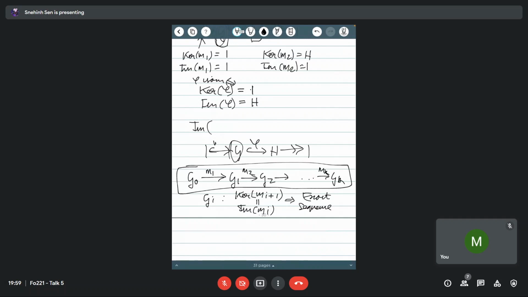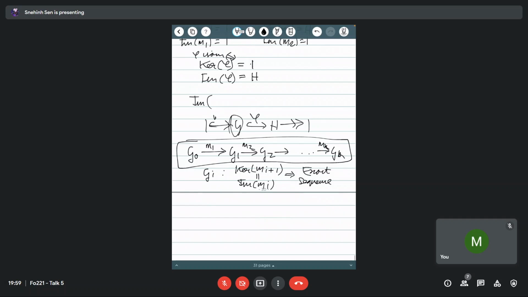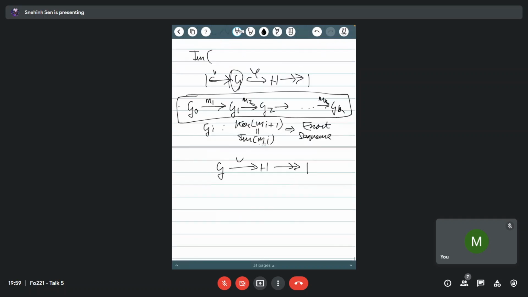So we saw that generally it's a convention to take the last terms to be 1. So this is exact if and only if phi is an isomorphism.